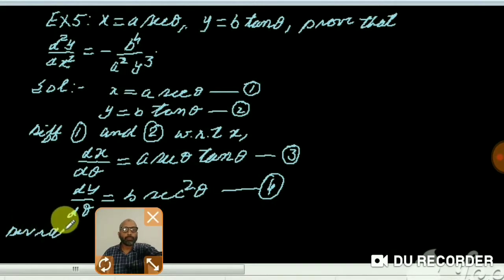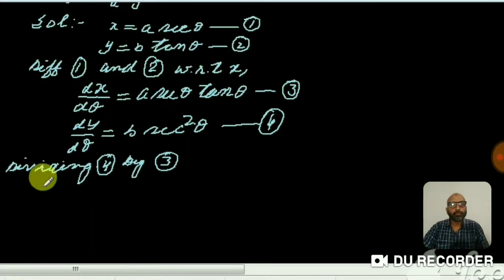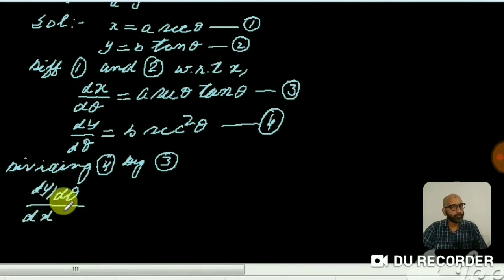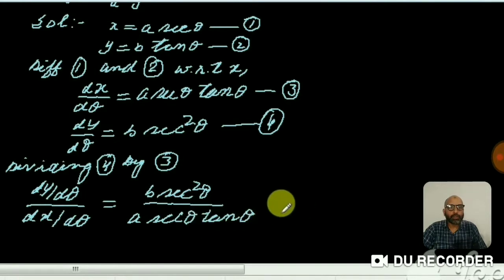Now dividing equation number 4 by equation number 3 to find dy upon dx, we get dy upon d theta upon dx upon d theta is equal to b sec square theta upon a sec theta tan theta. Now here 1 power of sec theta can be cancelled from numerator. So we get b sec theta in the numerator, and in denominator a tan theta.